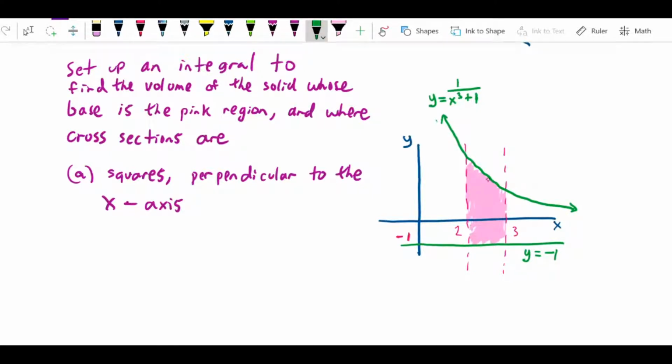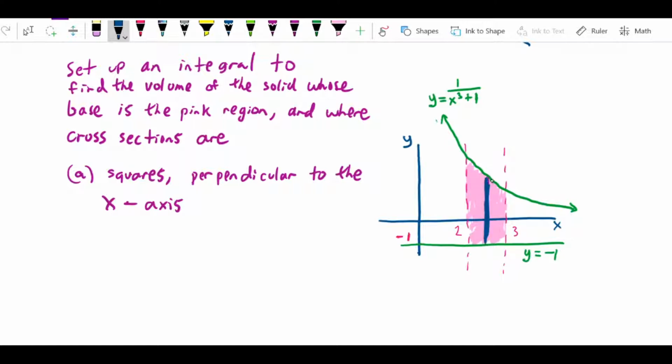So let's draw. I'll do this in blue. Actually, pick a slightly contrasting color. We'll switch back to blue. Okay, our cross sections are squares that have that length as the length of their side. So we know how to deal with that.